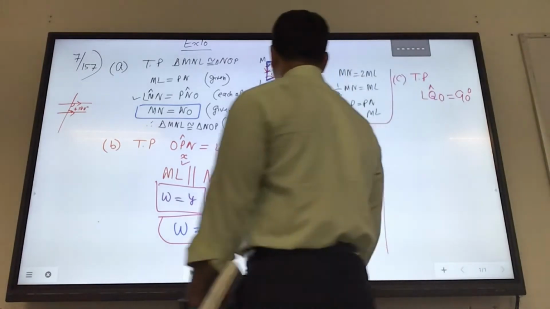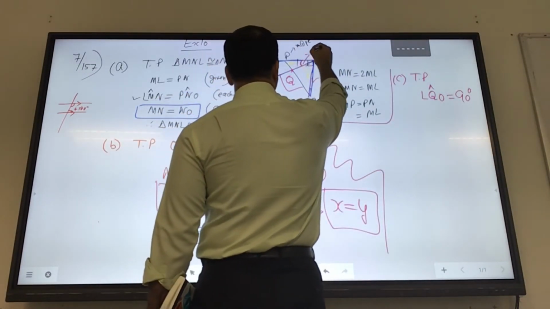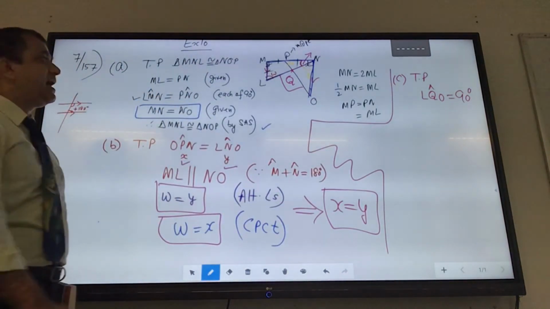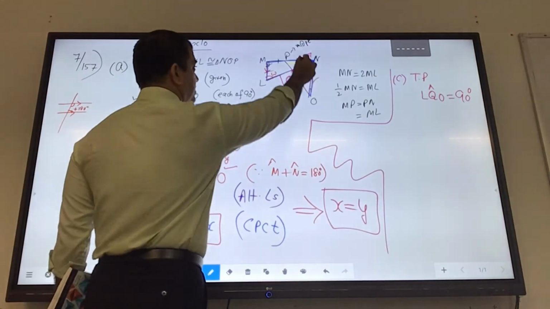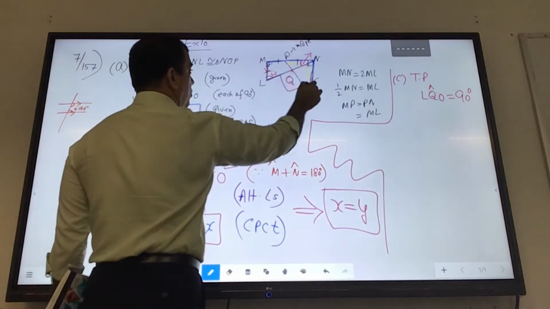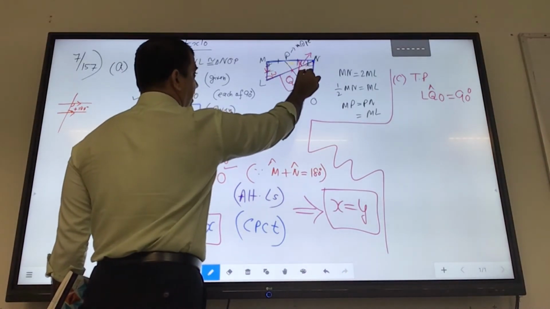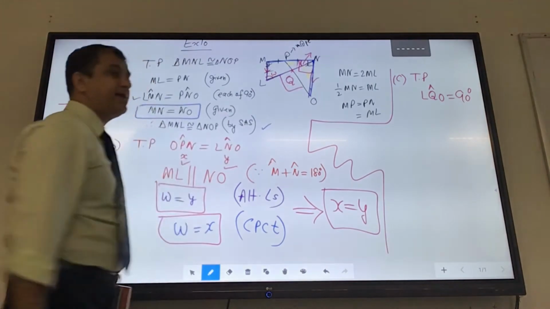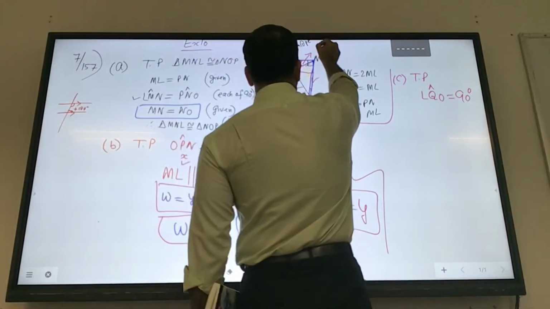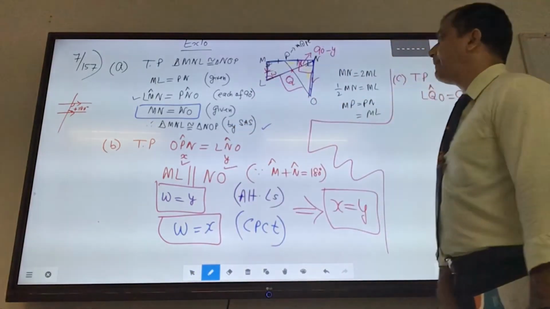Now students, what is this angle? Anybody? What is this angle? The whole angle MNO is 90 and the lower angle LNO is Y. This is 90 complete angle and this is Y. What should be that angle? 90 minus. So I write here this is 90 minus Y. Clear?